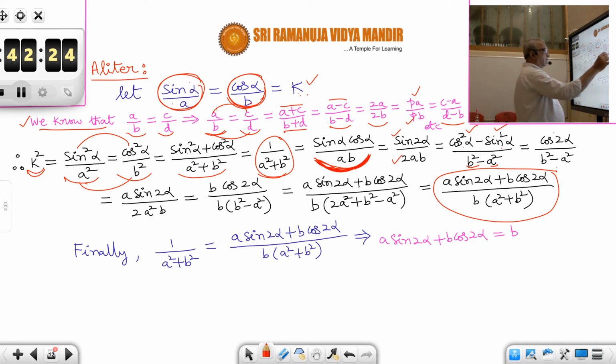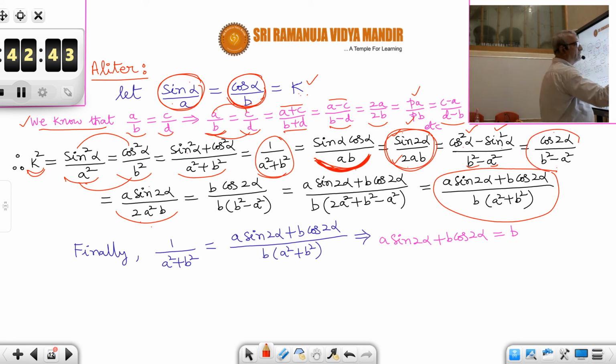So here, this is equal to, I am still continuing. This factor I have taken and I am multiplying both numerator and denominator by a. So here, a sin 2 alpha by 2a square b. Both I have multiplied by a. And this is equal to this. This one I have multiplied both numerator and denominator by b.